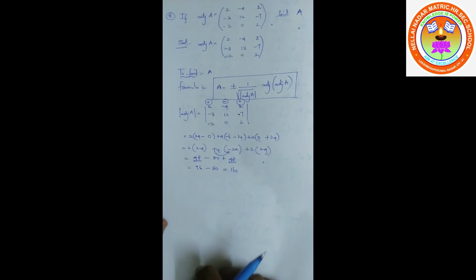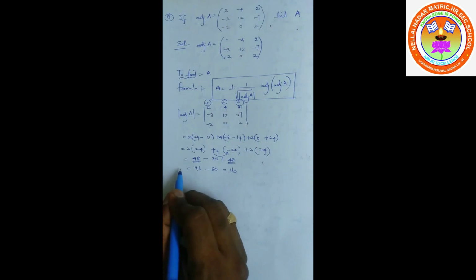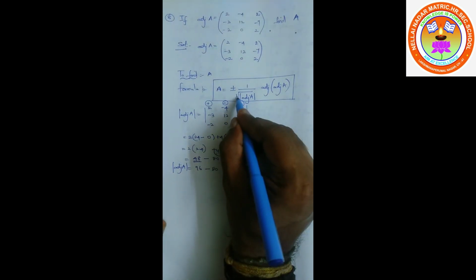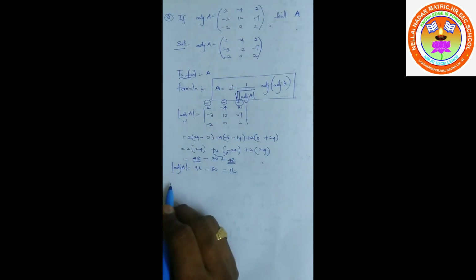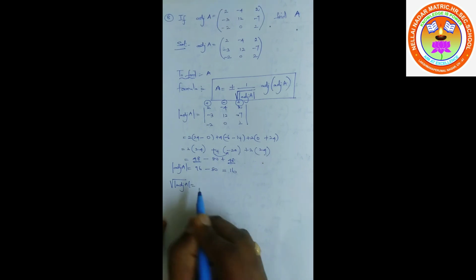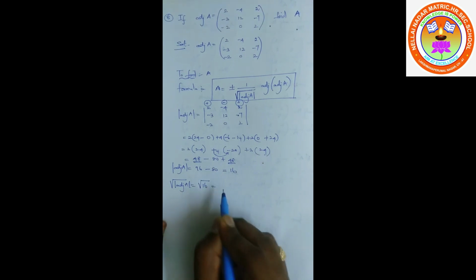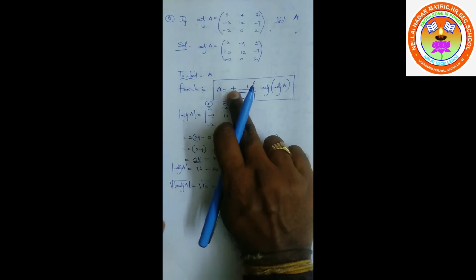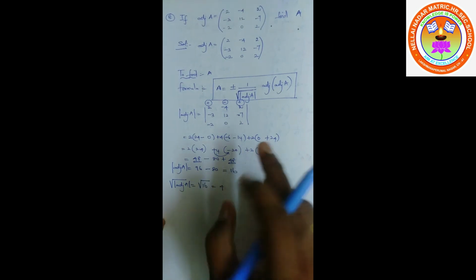Next I need to find the square root of the determinant of adjoint of A. This is just the determinant of adjoint of A, and that is the square root. The square root of the determinant of adjoint of A is nothing but the square root of 16, which gives us 4. Already a plus or minus is present, so no problem. We'll take it as 4. Next I need to find, see next one, adjoint of A.